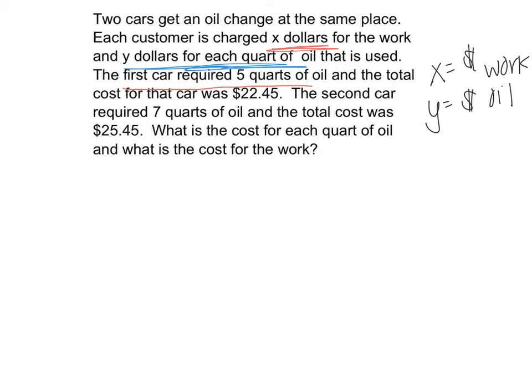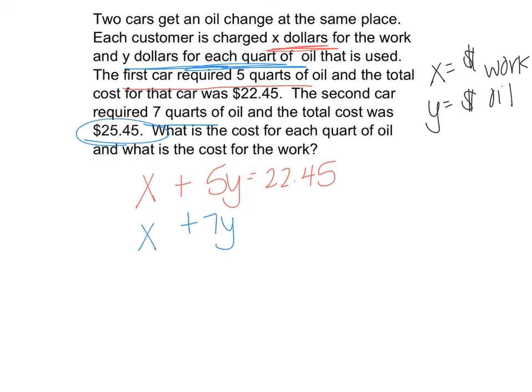We don't know. So X amount of work plus 5 quarts of oil, so 5y, and that person spent $22.45. Okay, the second car required 7 quarts of oil for a total of $25.45. So some amount of work on that second car plus 7 quarts of oil, and that car, the total cost was $25.45. Now again, let's consider our 3 methods: graphing, substitution, or elimination.